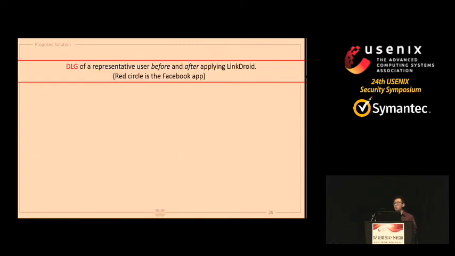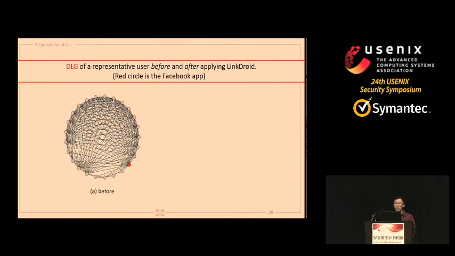So to demonstrate the effectiveness of LinkDroid, we plot the DLG of a representative user before and after using LinkDroid. The red dots here represent the Facebook app. As we can see, LinkDroid substantially reduced the linkability.